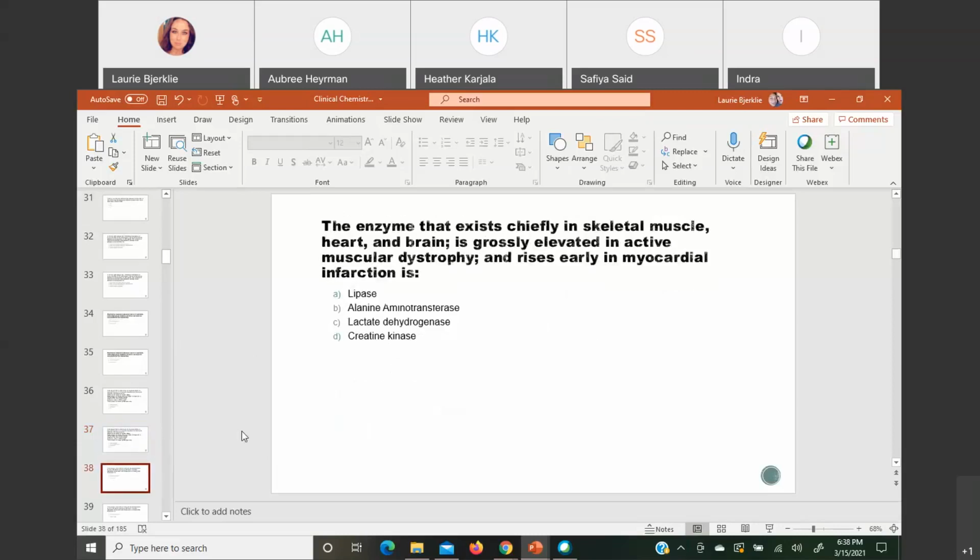The enzyme that exists chiefly in skeletal muscle, heart, and brain, is grossly elevated in acute or active muscular dystrophy, and rises early in myocardial infarction is what enzyme? What enzyme meets this description?